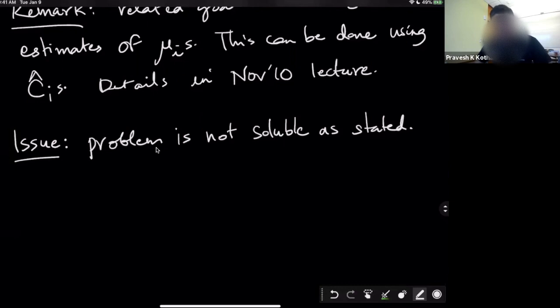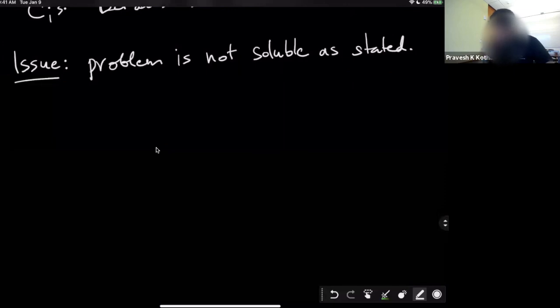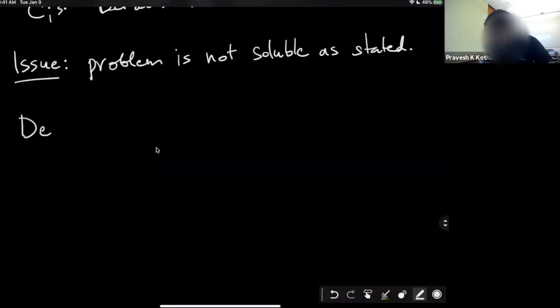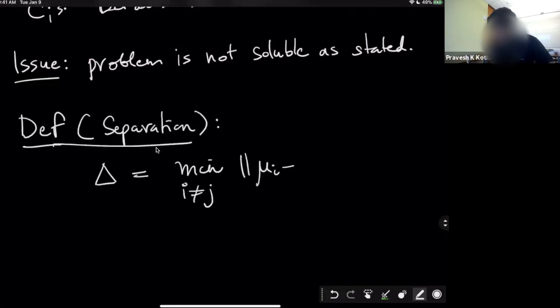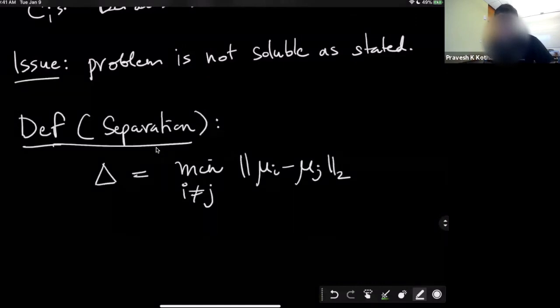And more generally, this is not just an issue of when two means are exactly equal. You might imagine that even if means are very, very close to each other, this would be an issue. And so you might naturally imagine that the following parameter would become important. Because it's an important parameter, let's call it separation. I should have thought of a better name, but let's just call it separation. I'm going to denote this quantity by delta, and delta is the minimum over all distinct pairs i and j of, let's say, the L2 norm of mu i minus mu j.